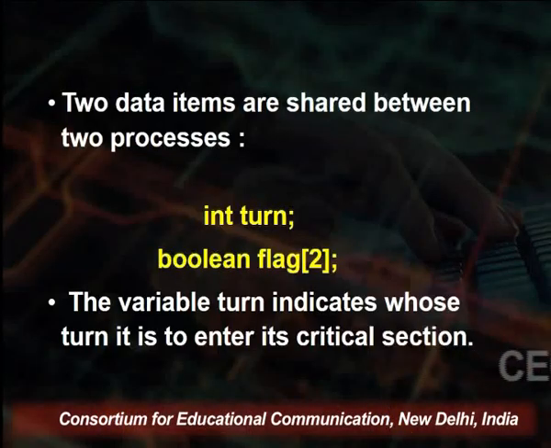So this flag array is used to indicate if a process is ready to enter its critical section. So how many processes are ready to enter its critical section? There could be 2 or there could be n. If we talk about this Peterson solution, there can be n processes which are ready to enter its critical section, but it is the variable turn that is going to regulate whose turn it is in order to enter into the critical section, or which process wants to enter into the critical section.